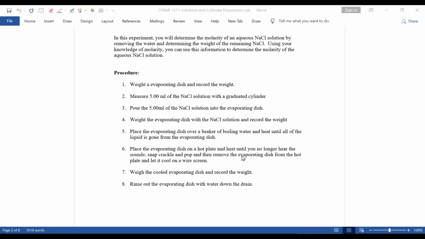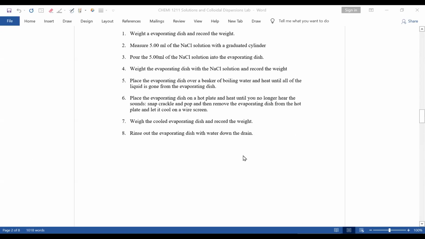Then, to be sure you got it all off, you take the evaporating dish and put it on a hot plate, and you heat it until you no longer hear the sounds, the snap, crackle, and pop, sort of like Rice Krispies, and melt. And when that stops, you remove it and put it on a wire gauze screen so you don't ruin the bench top, and you let it cool. After it's cooled, you record the weight and rinse out the evaporating dish with water down the drain.